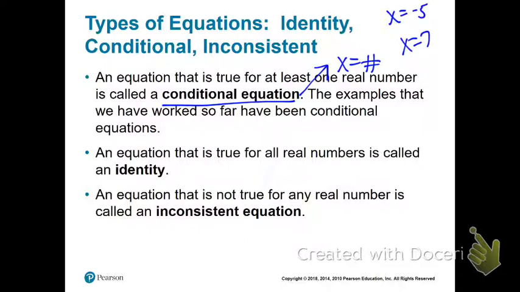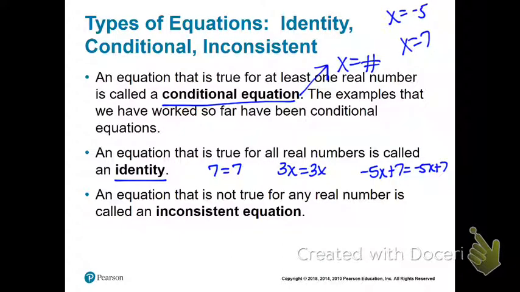The second one is considered an identity. And remember, identity is like identical. So when you solve it, you're going to end up with something weird. You're going to end up with 7 equals 7, or 3x equals 3x, or -5x plus 7 equals -5x plus 7. So what you're going to end up with is a true statement. Both sides are going to be identical.